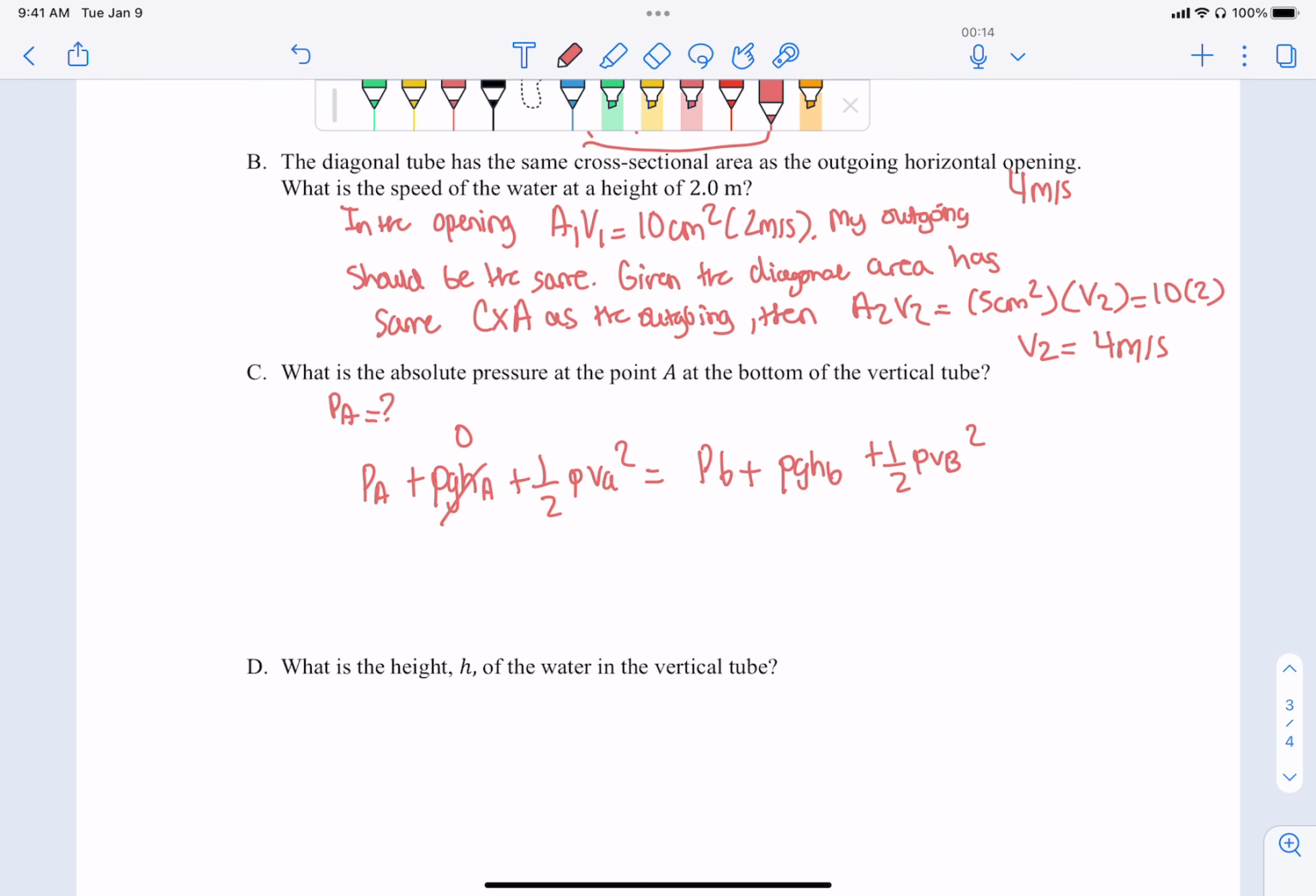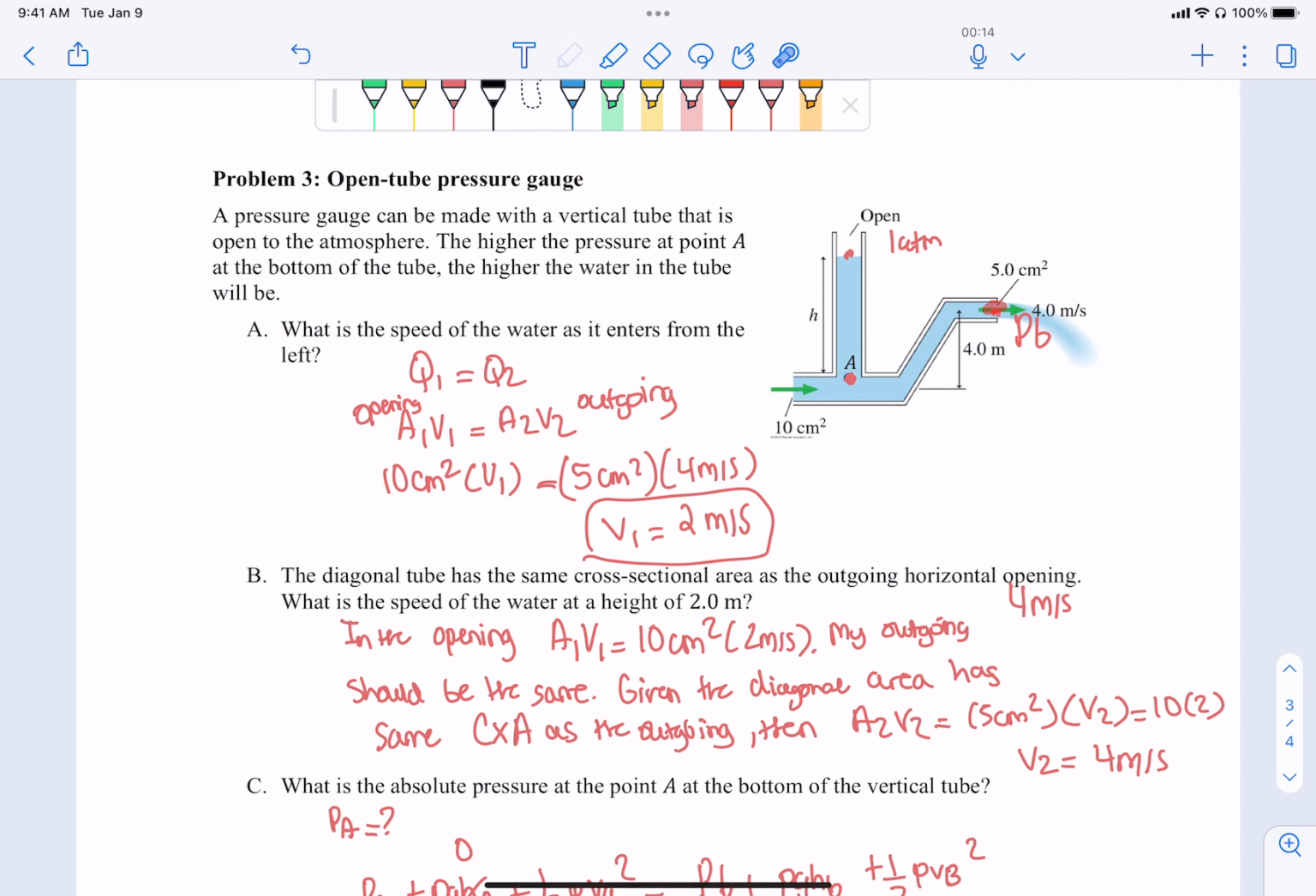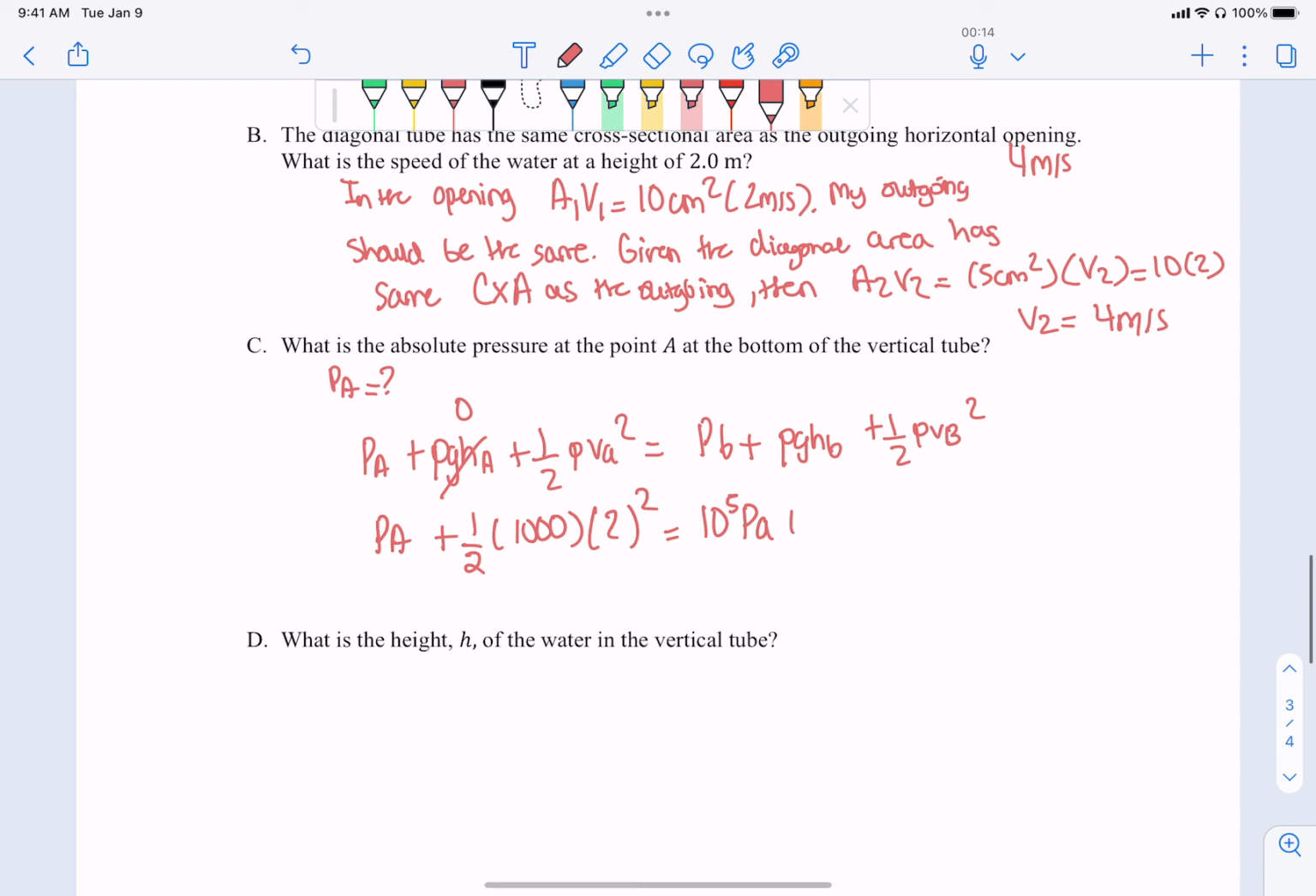So knowing that, we can just kind of plug things in, right? So we have PA plus half times 1,000 kilograms per meter cubed times 2 meters per second, and then square that, is equal to 10 to the 5th pascals, right? That's our atmospheric pressure, which is this area here that comes into contact with the atmosphere. That's our outgoing area, right? And then we have 1,000 kilograms per meter cubed, right, times 10 meters per second squared. And then times our height, which is 4 meters. And then half.